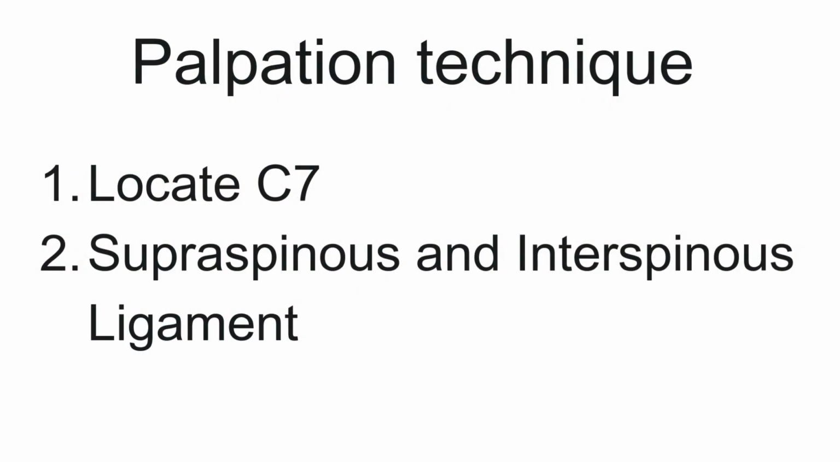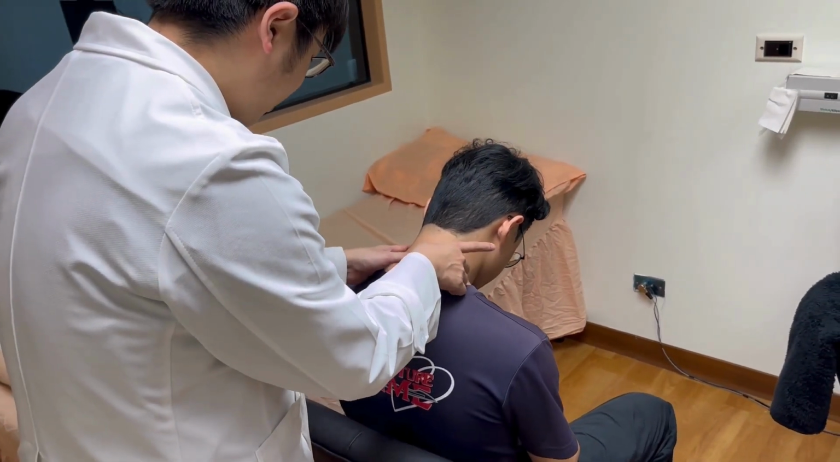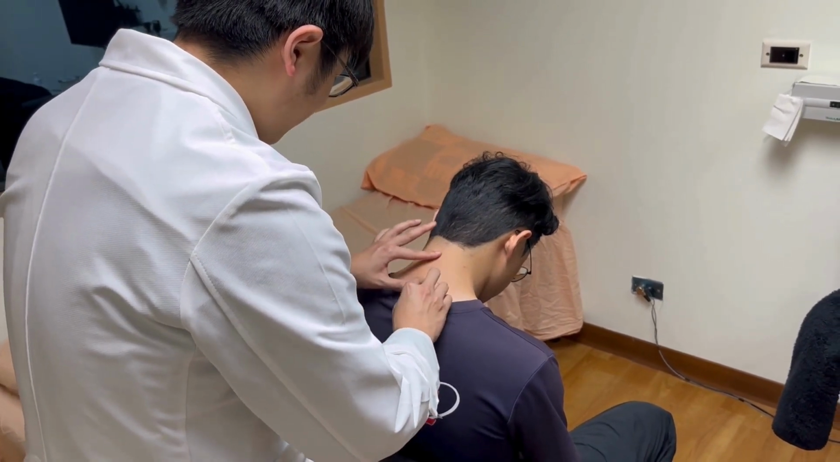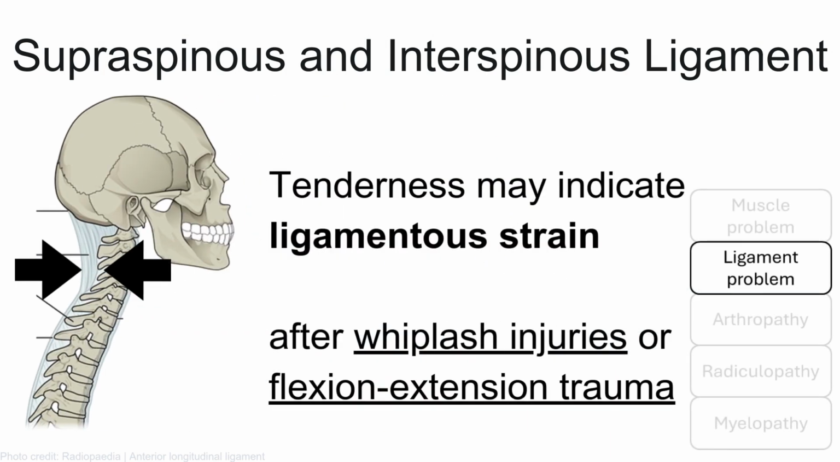Step 2. Supraspinous and interspinous ligament palpation. With the patient's neck slightly flexed, gently palpate between each pair of spinous processes along the midline. These are the supraspinous and interspinous ligaments. Tenderness here could point to ligamentous strain, especially after whiplash or other flexion-extension injuries.